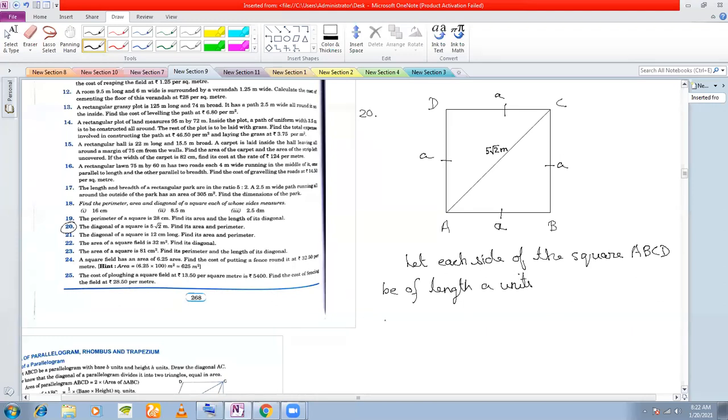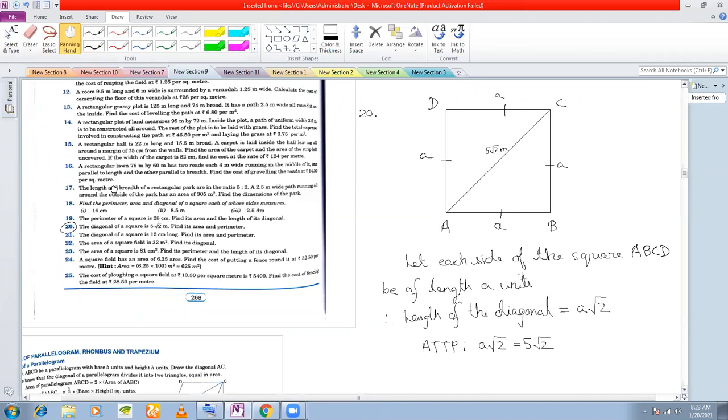Therefore, from the formula, what is the length of the diagonal? From the formula, if each side of the square is a, you know that the length of the diagonal is a root 2. I gave you this formula. If you look back, what is given here? The length of the diagonal is 5 root 2. So according to the problem, a root 2 is equal to 5 root 2, isn't it?